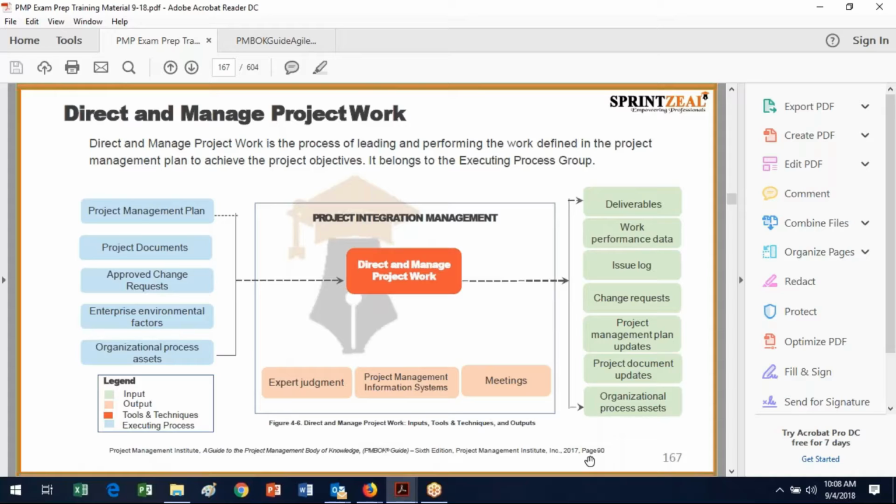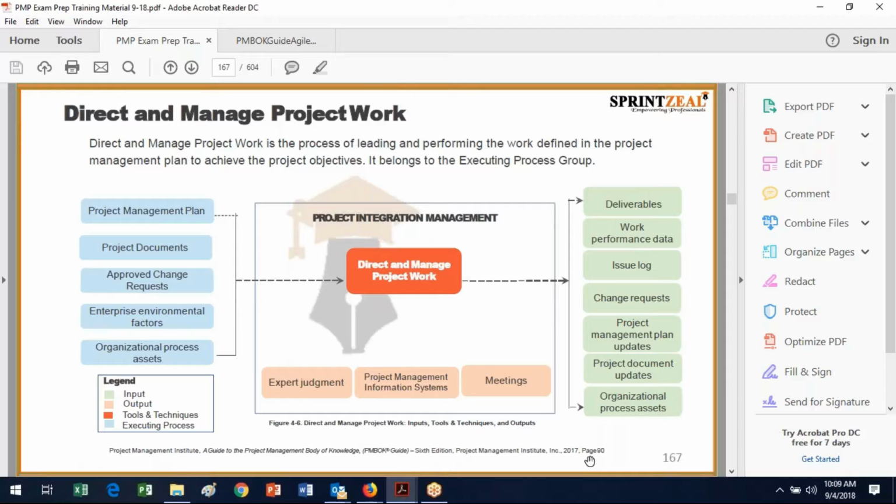To direct and manage our project work, our tools and techniques are again our expert judgment and our project management information systems, which is the whole scope of things that we use to monitor and amass the cost and schedule information and planning and scheduling and analysis. And then we've got a whole lot of outputs here. So obviously this is a heavy hitter for a project manager. We've got deliverables, we've got our work performance data, and remember that's going to go into information, and then finally reports.